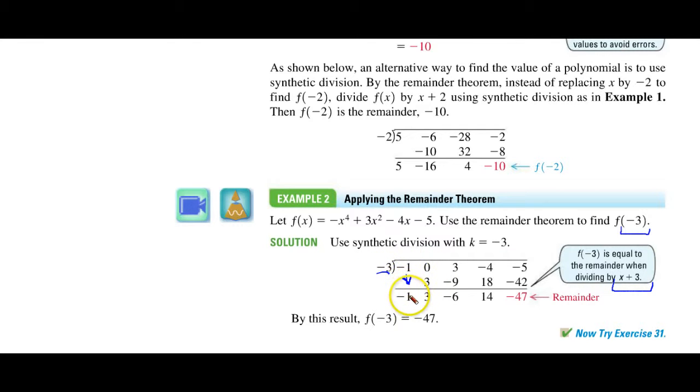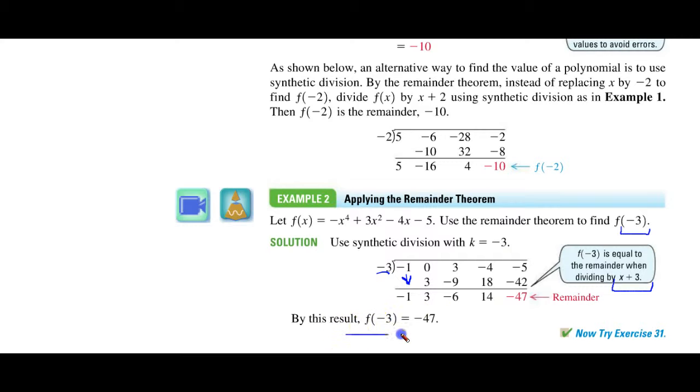This just goes down. Then negative 3 times negative 1 is positive 3. Now you have a place to put it because you put this 0 there. That adds up to 3. Negative 3 times 3 is negative 9. Add these up, you get a negative 6. Negative 3 times negative 6 is a positive 18. Add these up and you get a 14. Negative 3 times 14 is a negative 42. Add these up and it's negative 47.